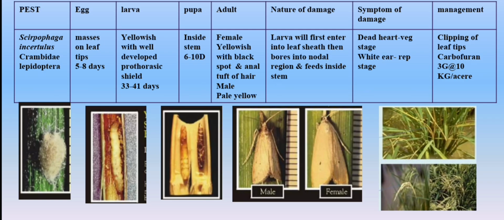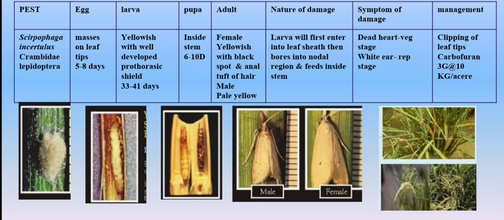Rice stem borer, scientific name is Scirpophaga incertulus, belonging to the family Crambidae and the order Lepidoptera. So it is very important to remember the family, scientific name and order of the pest. So first you need to remember all the scientific names, common names, order and family.